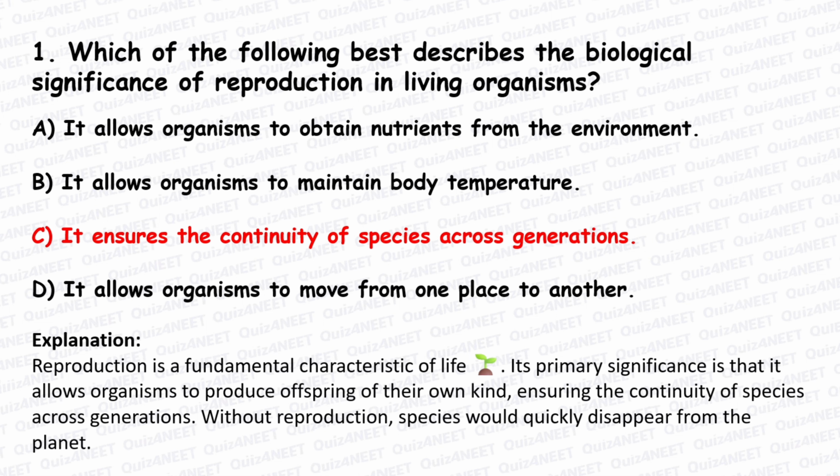The right answer is C. It ensures the continuity of species across generations. Explanation: reproduction is a fundamental characteristic of life. Its primary significance is that it allows organisms to produce offspring of their own kind, ensuring the continuity of species across generations. Without reproduction, species would quickly disappear from the planet.